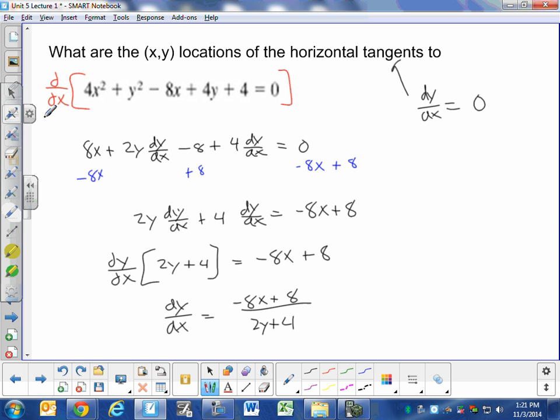Well, the question was to find the x, y locations of the horizontal tangents. So set this derivative equal to 0. How do I solve this? Not the denominator, the numerator. If I have a fraction set equal to 0, I'm just concerned with the numerator set equal to 0.